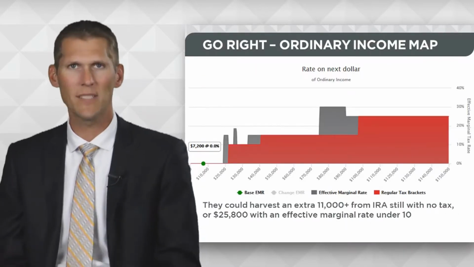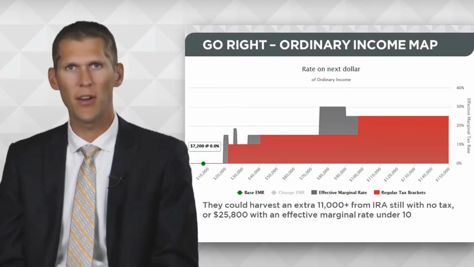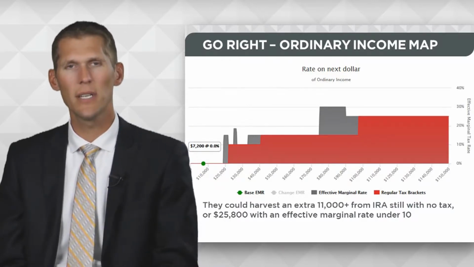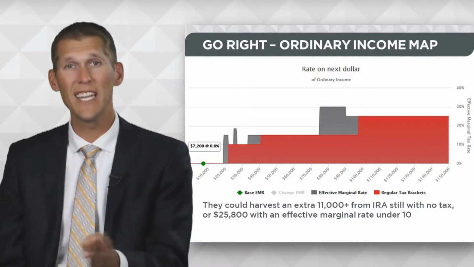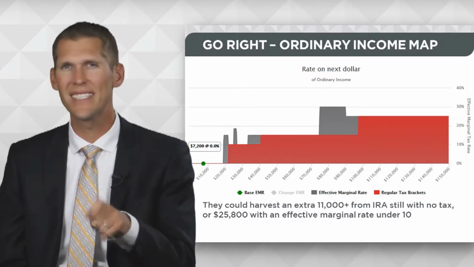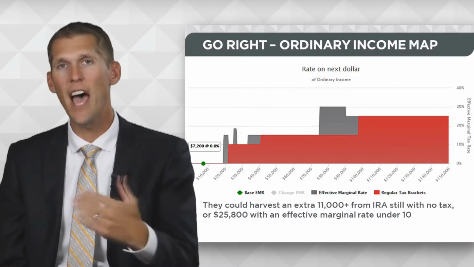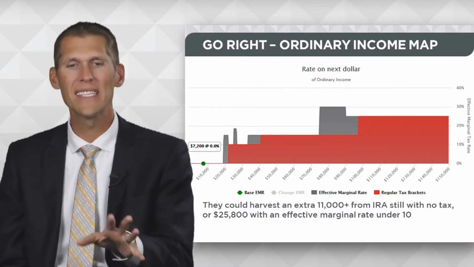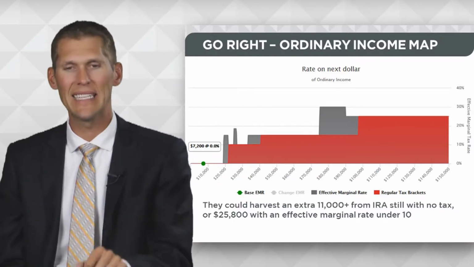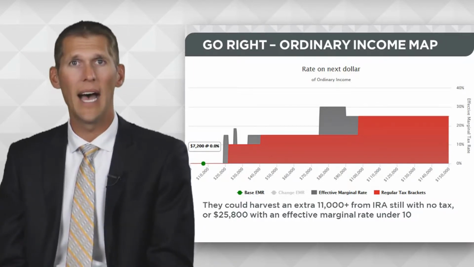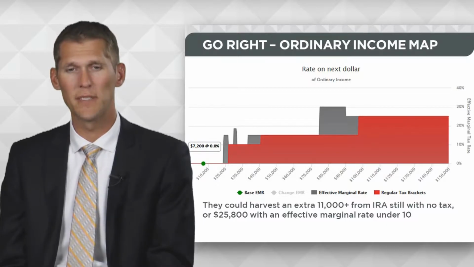When we look at the tax map, there should be a couple of things that jump out at you right away. First, you notice on the ordinary income, they're down there at $7,000. There's quite a bit of ordinary income they could harvest before a single dime became taxable. So we know right away that if they're not doing something, they're wasting some space in that tax bracket, in the 0%, or they're wasting their standard deduction and personal exemptions.